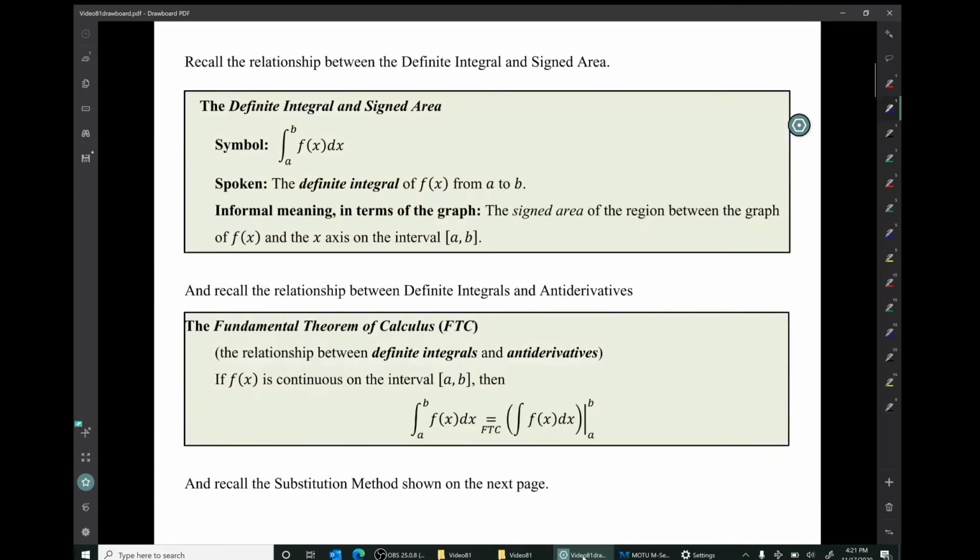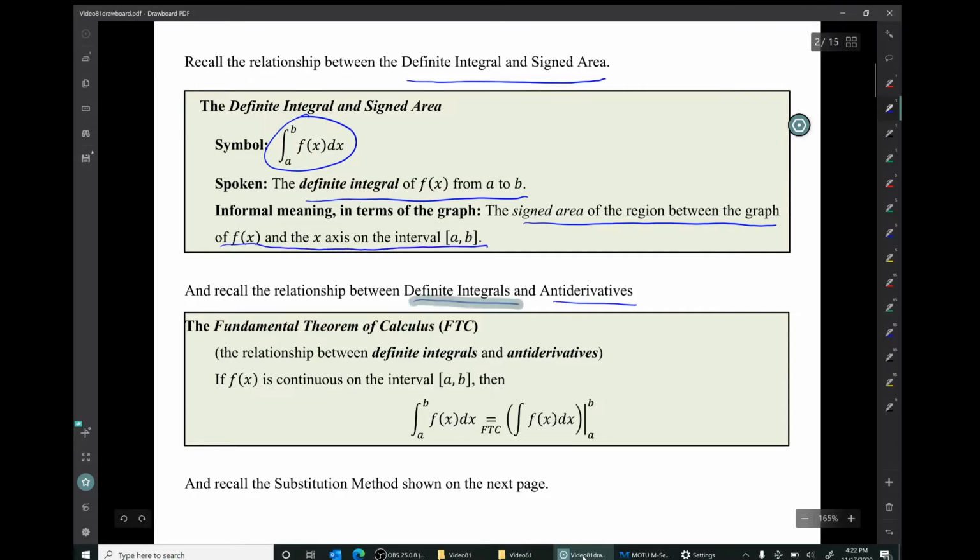Recall some stuff from previous videos. The relationship between the definite integral and signed area. Remember that the definite integral of a function from a to b, denoted by that symbol, means in terms of the graph, the signed area of the region between the graph of the function and the x-axis on that interval. And recall the relationship between definite integrals and antiderivatives as articulated by the fundamental theorem of calculus. The fundamental theorem of calculus says this definite integral is equal to this calculation involving an indefinite integral.